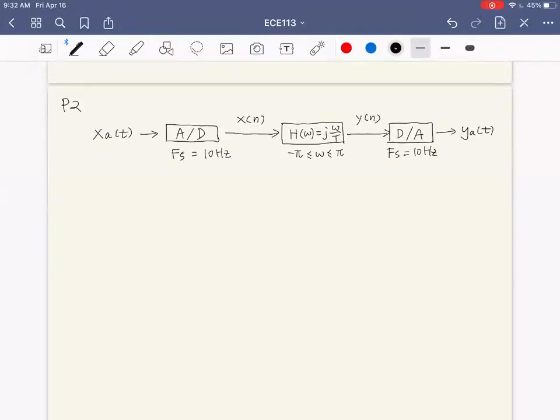Great. Okay, so maybe some of you already start to think about what it will look like after going through the H box. So let me give you some more concrete numbers. Let's say we already know xa of t equals cosine 6 pi t. And my question is, tell me what is ya of t?